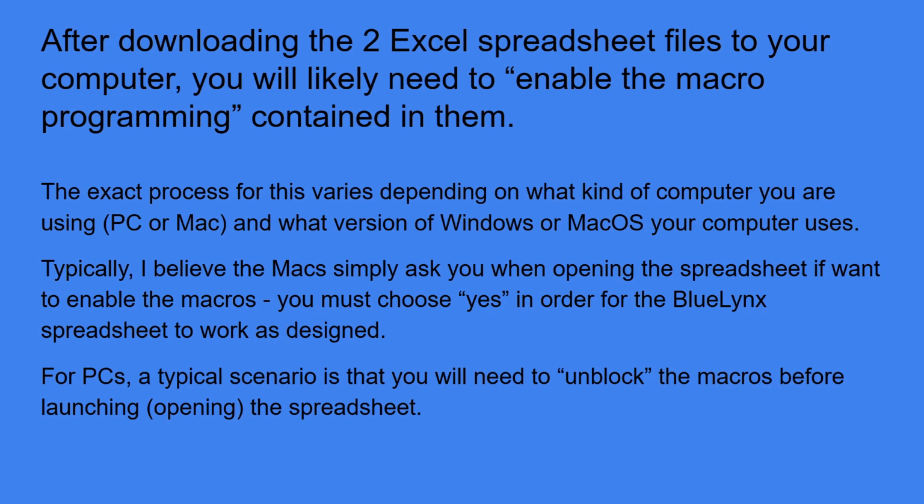I don't use a Mac much, so I'm not as savvy about how it works on it, but the one I use, after I download it and run it, it just asks me, "Do you want to enable the macros in this?" And I just say yes, and then it works. But on my PC, I have to unblock the macros before it'll work, and that's what I want to show. That's something you may have to do if you're using a PC or Windows.